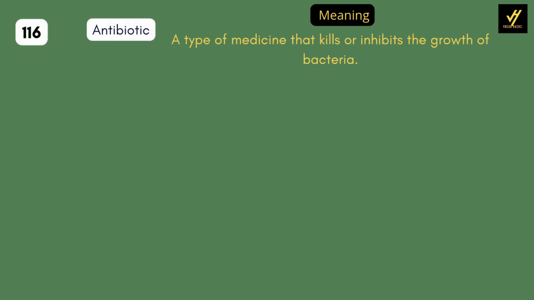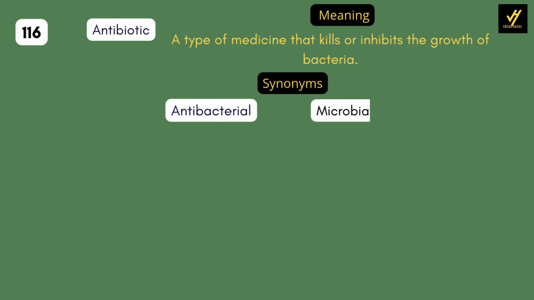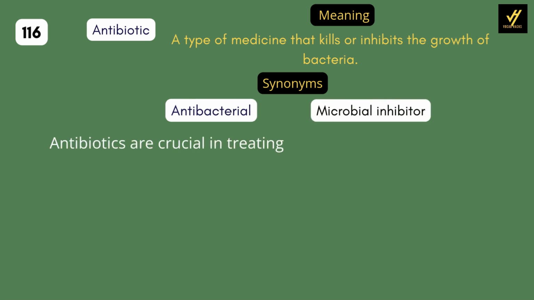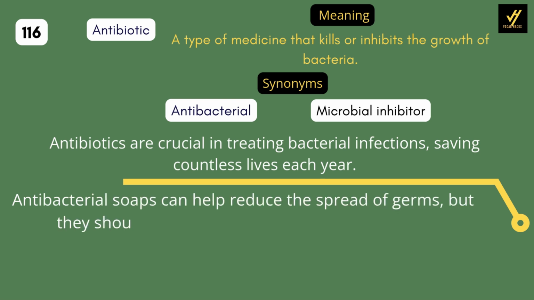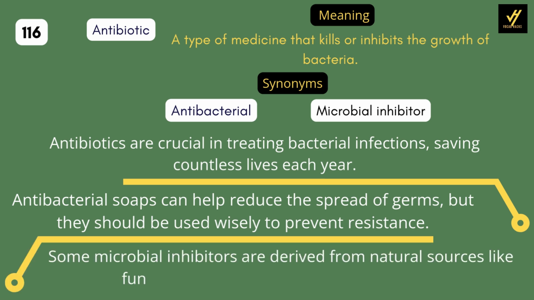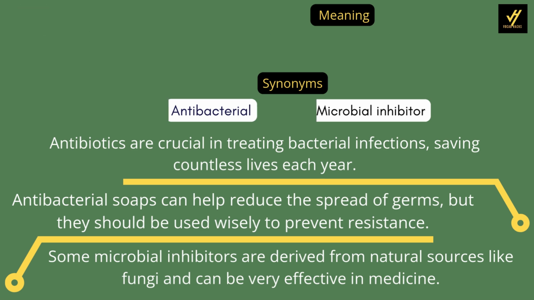Antibiotic, a type of medicine that kills or inhibits the growth of bacteria. Antibacterial, microbial inhibitor. Antibiotics are crucial in treating bacterial infections, saving countless lives each year. Antibacterial soaps can help reduce the spread of germs, but they should be used wisely to prevent resistance. Some microbial inhibitors are derived from natural sources like fungi and can be very effective in medicine.